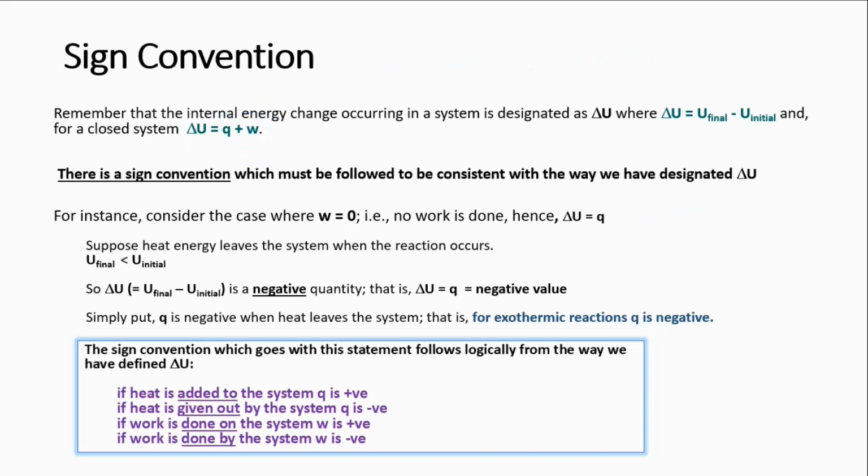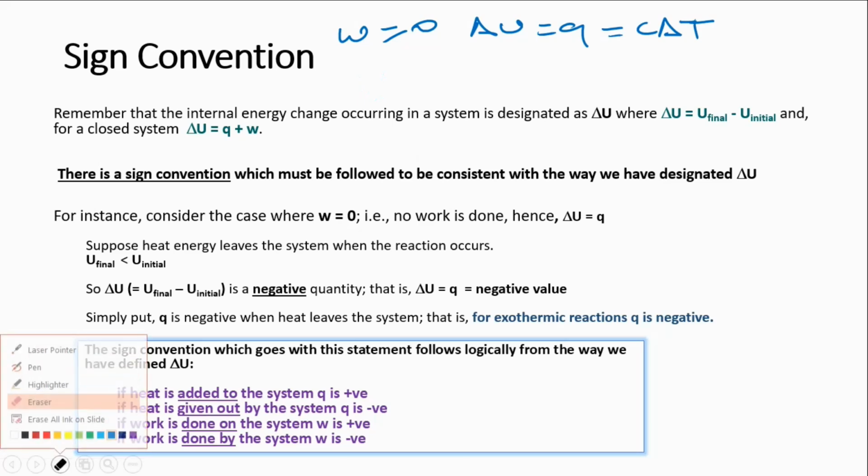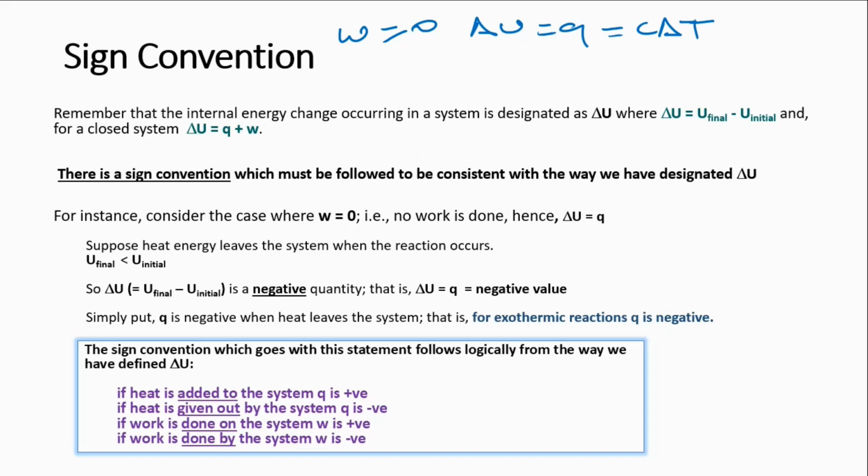Now, remember, we say that W is equal to 0. So delta U is equal to Q, right? How do we calculate Q? Q is equal to C delta T. You don't know the mass of the liquid in the mug, so just use C delta T. Let's say this is the mug. Actually, let me draw it better than that so that you don't confuse it with U. My mug looks like a U. Anyway, I'll just draw it like this. So this is the mug.